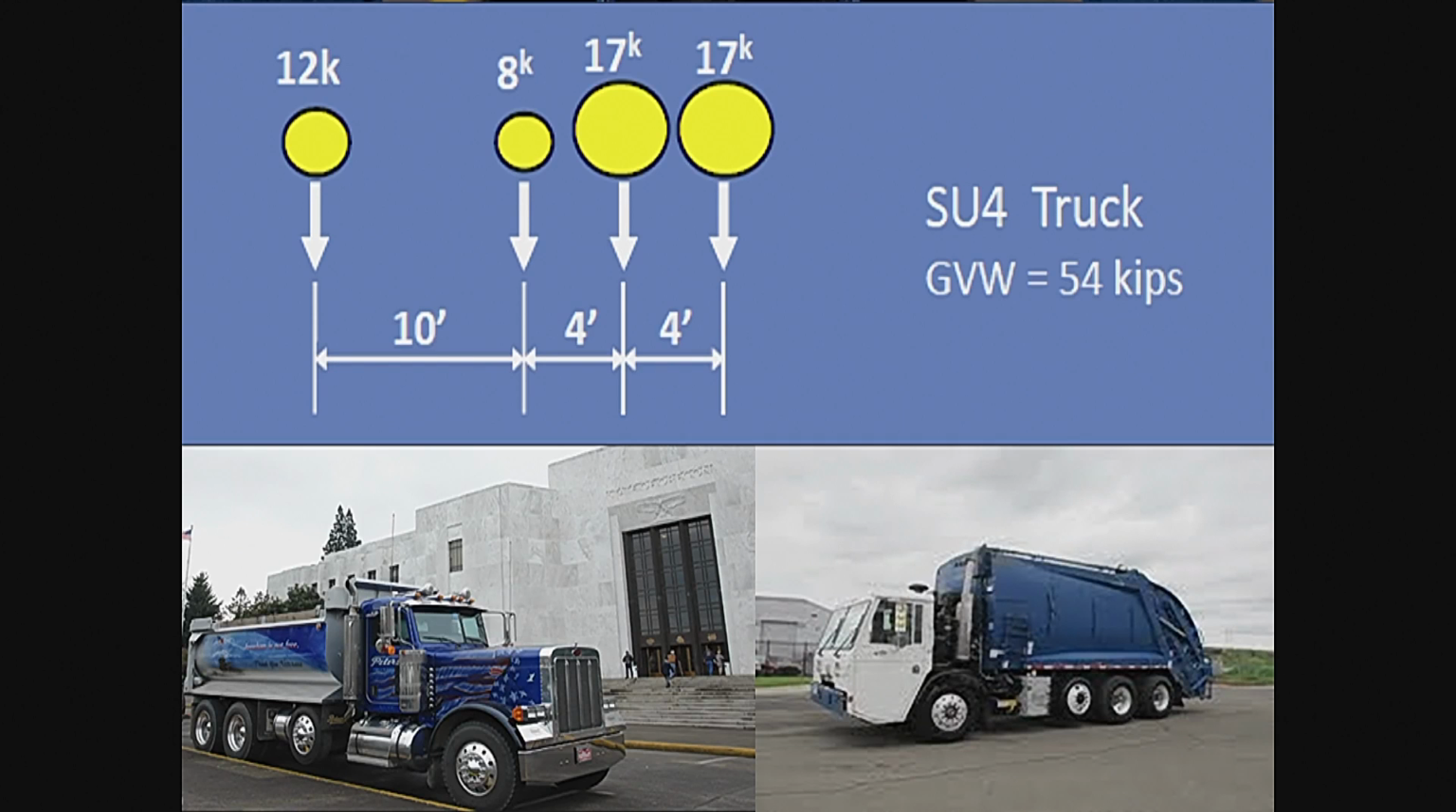The 4-axle configuration is very common, typically with dump trucks, concrete trucks. That garbage truck looks like the truck that comes to my house. So very common vehicles, 54,000 pounds, 4 axles. And again, you look at the tandem, 34,000, it's just a standard tandem.